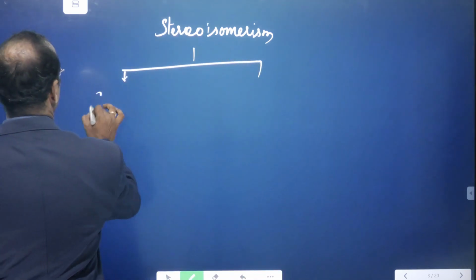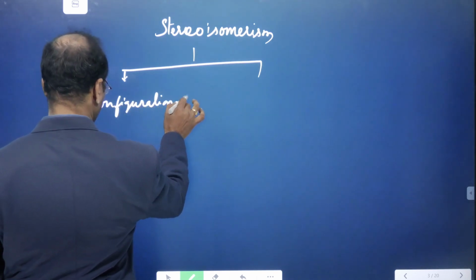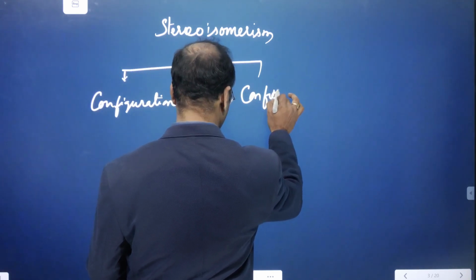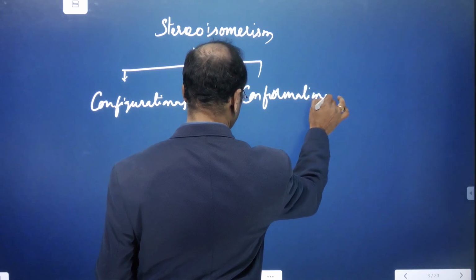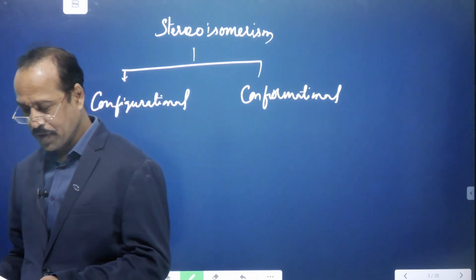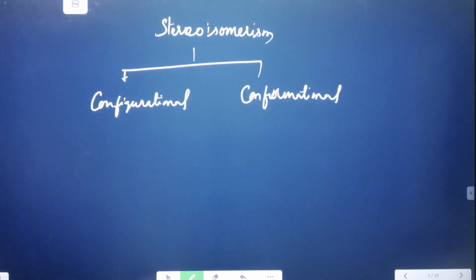So the first one is configurational isomerism, and the second one is conformational isomerism. These 2 types are there. Now configurational isomerism is again divided into 2 types.